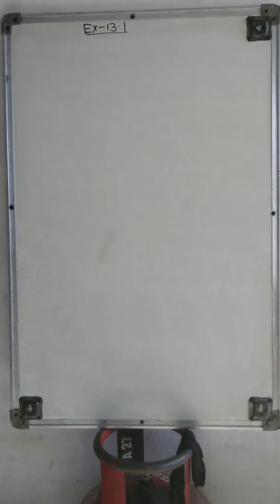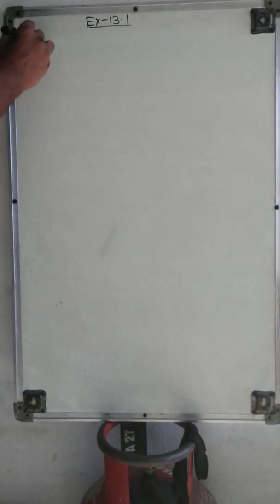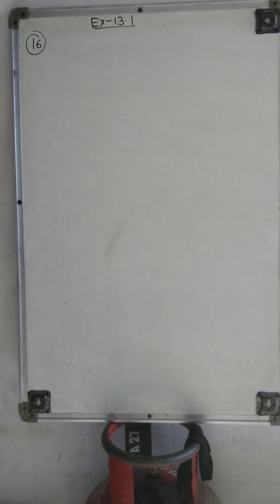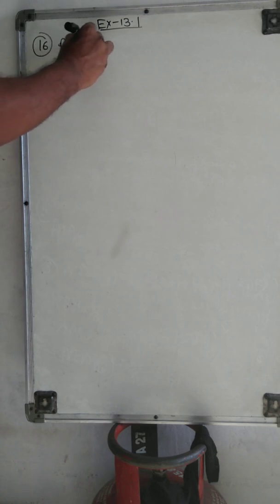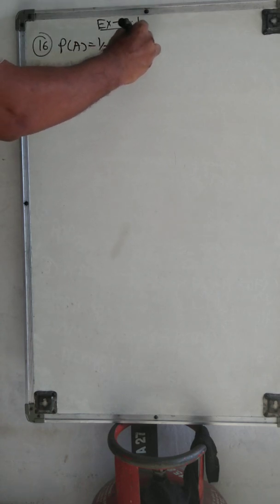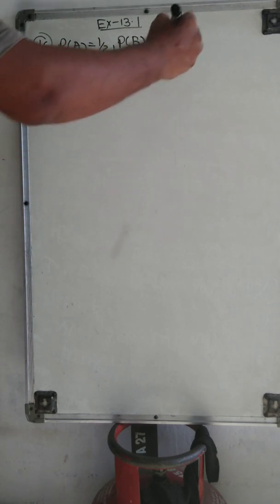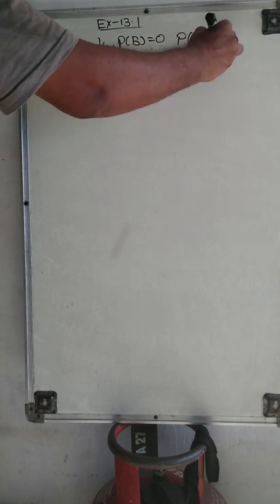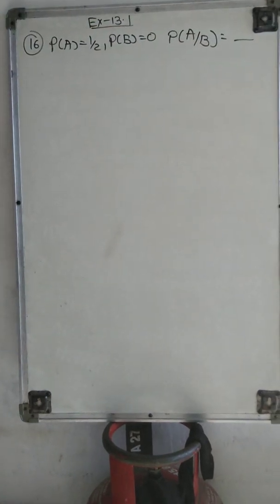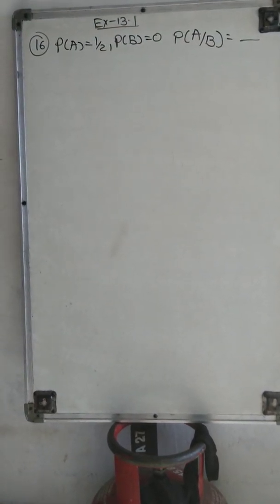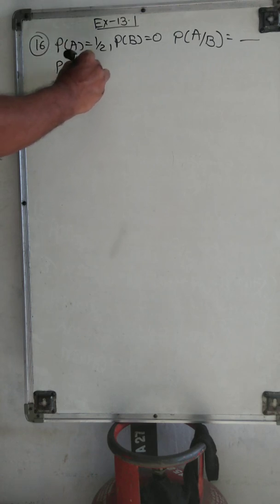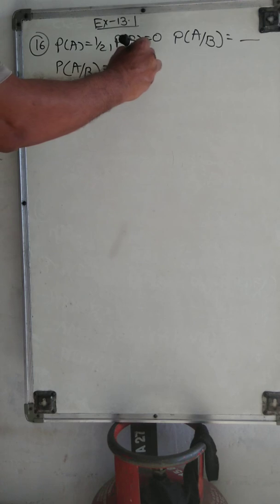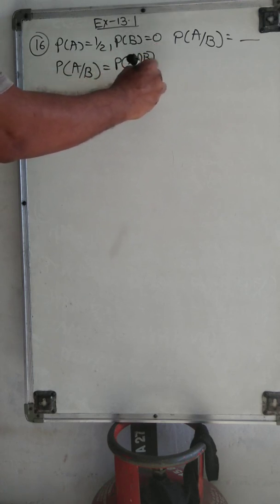Okay, MCQ 16. In the 16th MCQ, P(A) is equal to 1/2, P(B) equal to 0. Then what is P(A|B)? Now here, first of all, if we find P(A|B), then it is P(A intersection B) upon P(B).